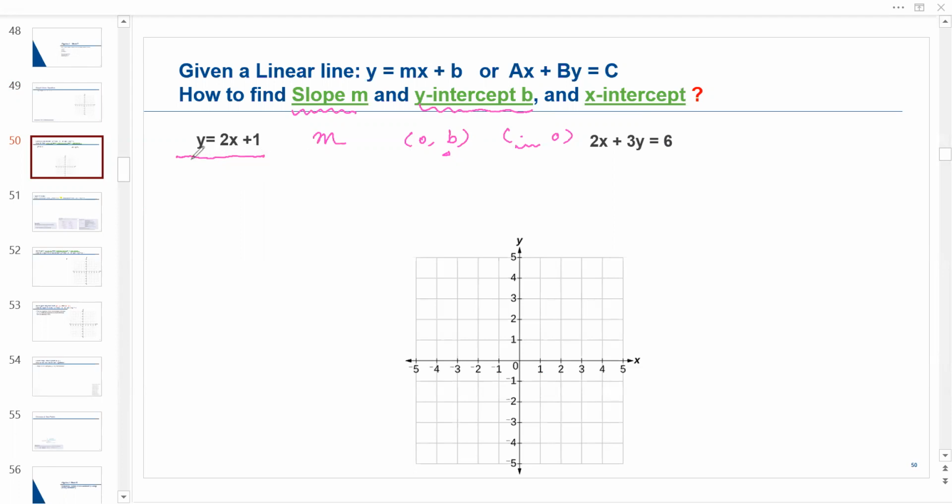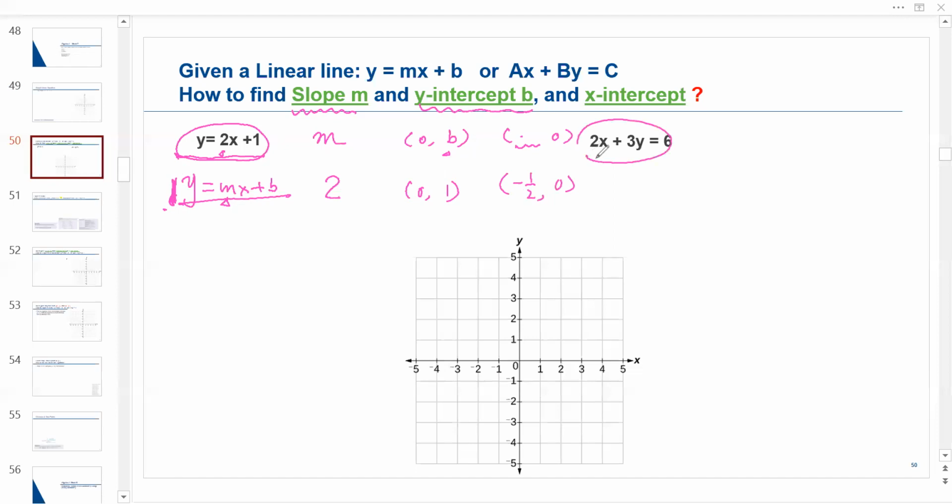Since this expression is in slope-intercept format, we can quickly get m. m is 2, the slope is 2. So read it from here. Be careful, make sure the coefficient in front of y is 1 before you read off m. So the y-intercept is 0, 1. The x-intercept is when y equals 0, x equals -1/2. So you can get it quickly from here.